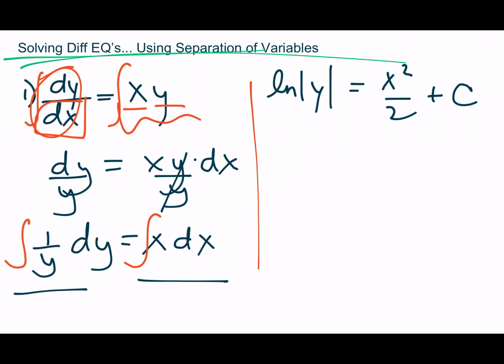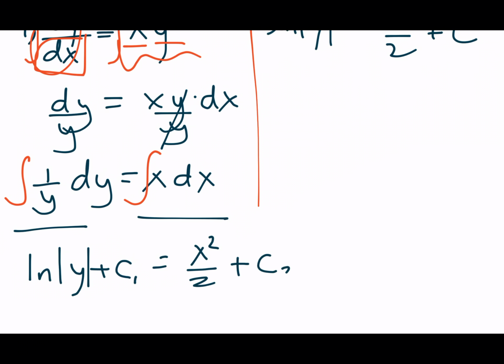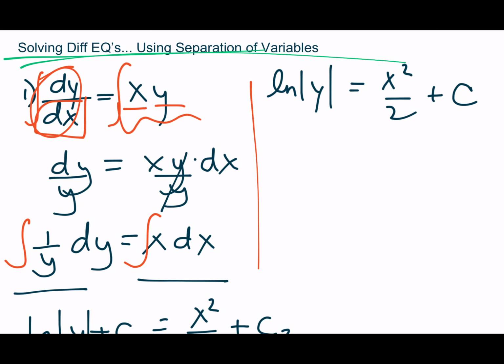I do want to remark real quickly that technically when I integrate this, I end up with natural log absolute value of y plus a constant is equal to the integral of x dx, x squared over 2 plus a constant. These are not the same constants, so one way that I can fix that is call this one constant 1 and this one constant 2. Then my next step, if I'm going to solve for y: I started with a dy over dx, so I want to solve for y.